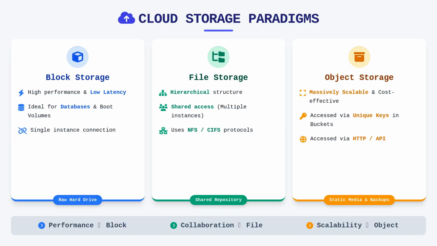Object storage, however, operates differently by managing data as discrete objects contained within buckets, identifying them by unique keys rather than file paths. This approach is highly scalable and cost-effective for static media, backups, or large-scale data analysis, because you typically access these objects over HTTP or API calls rather than mounting a drive.